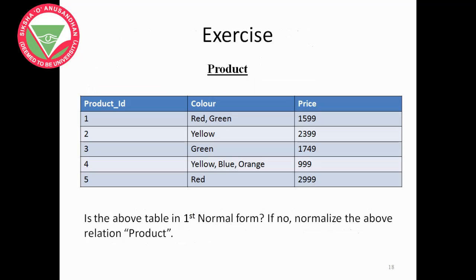Now let us take an exercise for you to do. At this point of time, you can pause the video and carry out this exercise. Now obviously this particular table, which is a product relation, is not in the first normal form. There are three attributes and there are five tuples. Product ID is okay. Color, now in the first tuple we see red and green. That means this particular table or relation is not in the first normal form because we have got multiple values in a single field. So you can pause this video, carry out this exercise and try to put this into the first normal form.